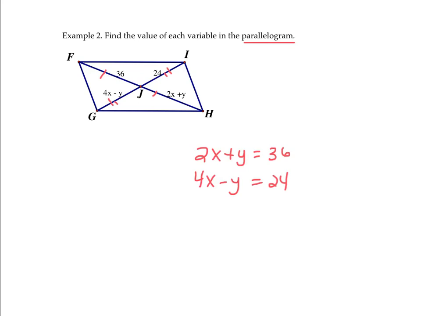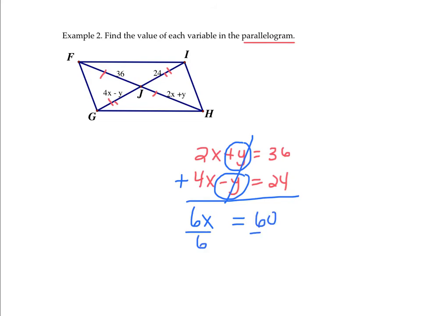With a system of equations, you can solve it by graphing, by elimination, or by substitution. In this case, we're going to use elimination. Notice that we have positive y in one equation, negative y in the other equation. So when we add these two equations together, the y's will be eliminated. 2x plus 4x gives us 6x. Y plus a negative y add to 0, and again, they're eliminated. On the right-hand side, 36 plus 24 gives us 60. So if 6x is equal to 60, divide both sides by 6, and we get x is equal to 10.